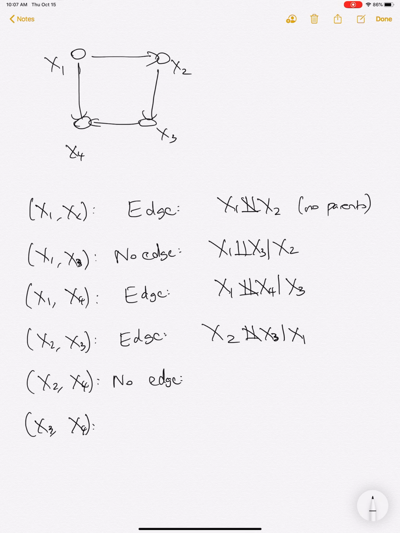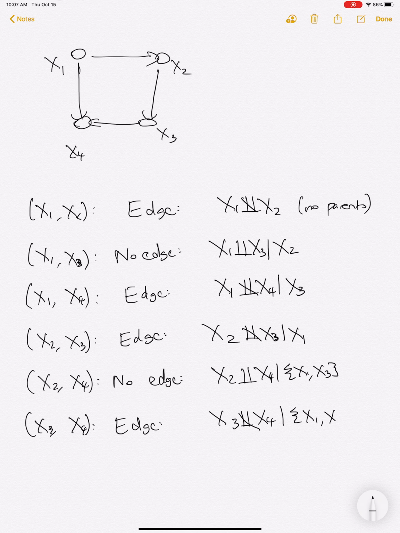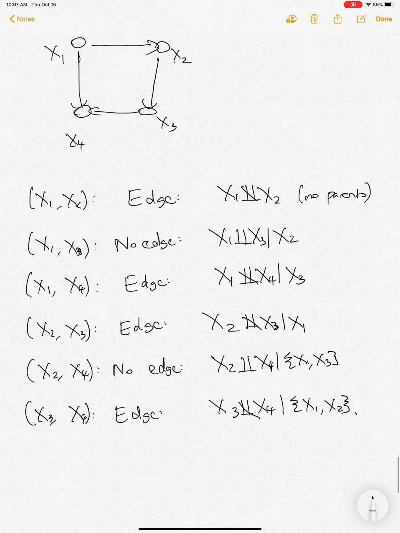Then we also have that there's no edge between x2 and x4. So that means that we again have an independence statement, that x2 is independent of x4 given the parents. And there's two parents here, x1 and x3. And then there's an edge, which means that we again have this dependence relationship between x3 and x4. And we condition on the parents again, which are x1 and x2.